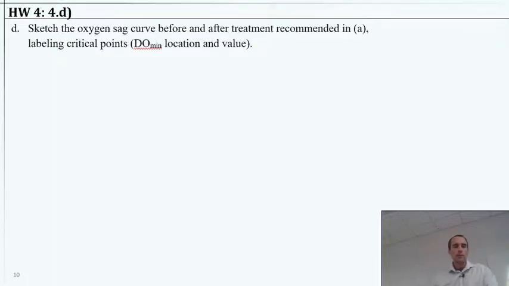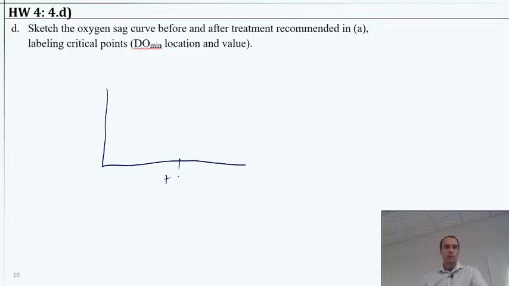All right, so the last part says sketch the oxygen sag curve before and after treatment, labeling critical points and the DO minimum value. I kind of already did this right out of the gate in some way, but we'll write this a little more explicitly and put a sag curve. The critical time point here is 2.31 days. That corresponds to a distance of 138.6 miles.